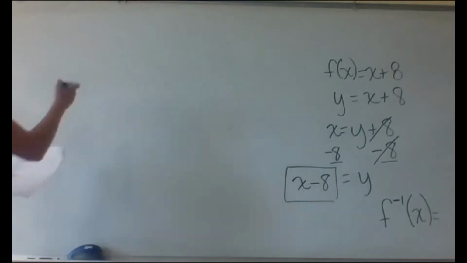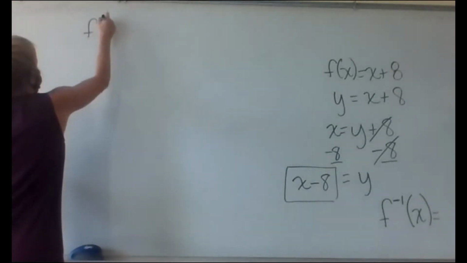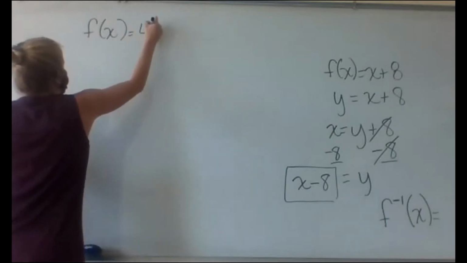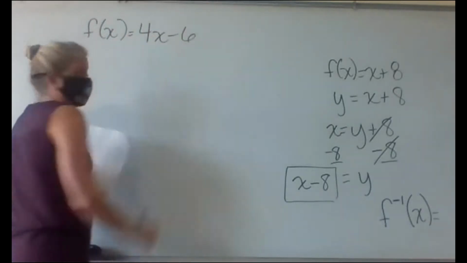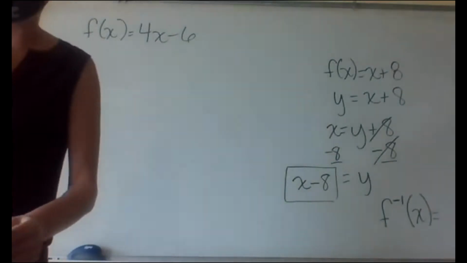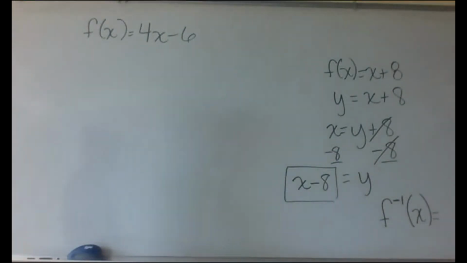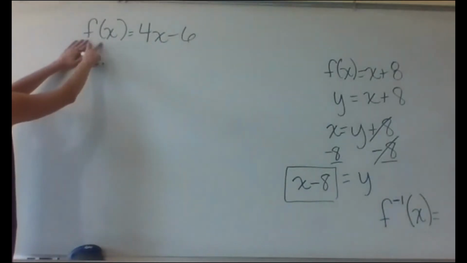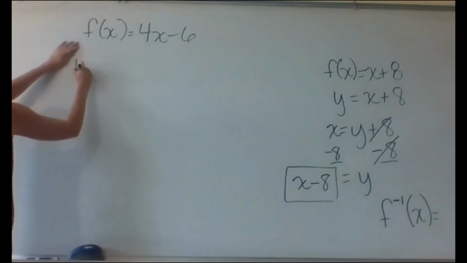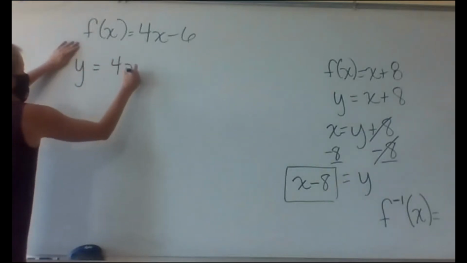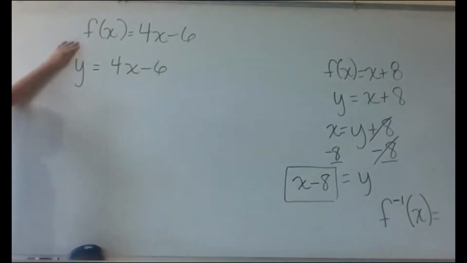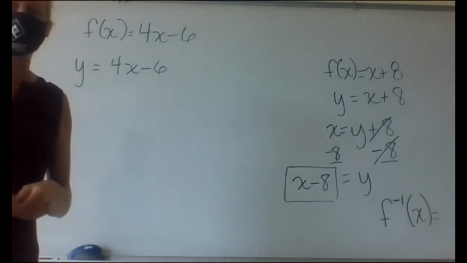f(x) equals 4x minus 6. Again, it is one-to-one because if you put that in your y equals and graph it, it's just a line. So let's go through the steps of finding the inverse. Replace f(x) with y. So y equals 4x minus 6, right? These two terms are interchangeable. f(x) and y always mean the same thing.